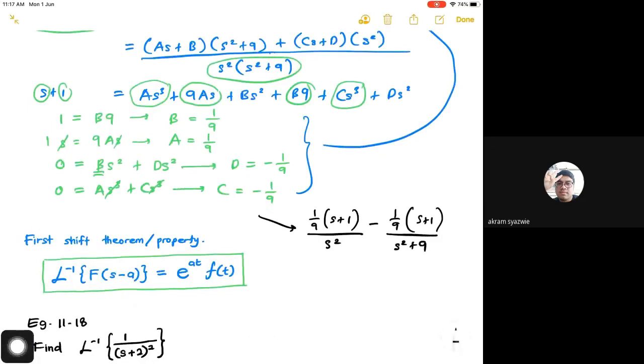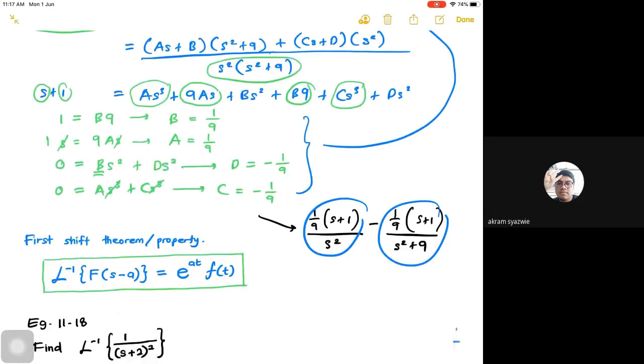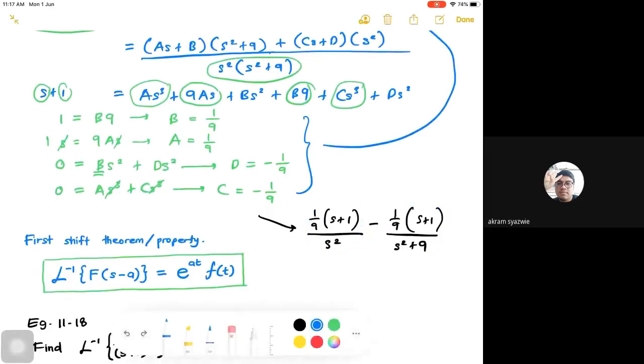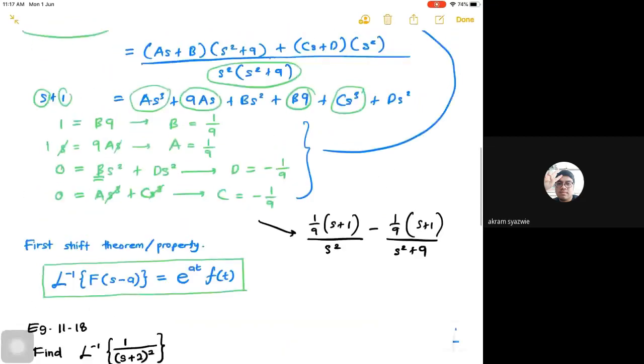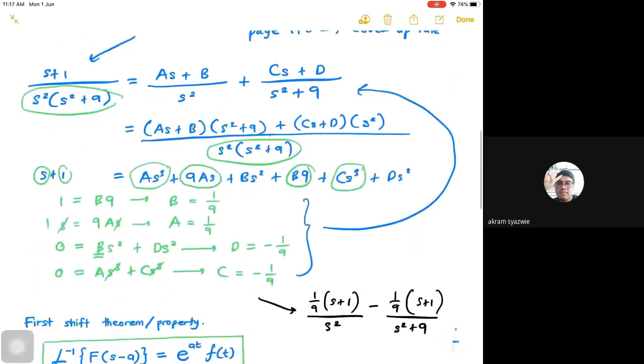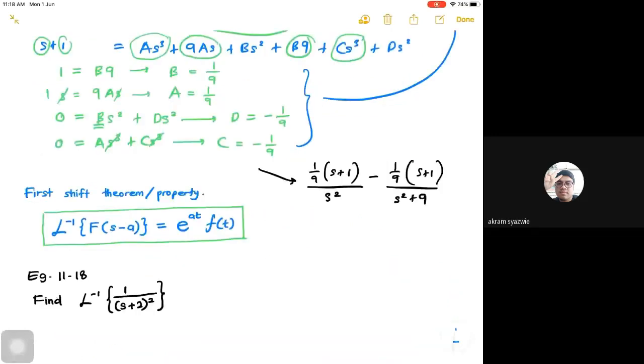And then we still cannot find this form in the formula. So we need to separate again into partial fractions. So how to do that? We use again the cover up rule. Again, go to page 116 to understand what is cover up. So this one can be separated.